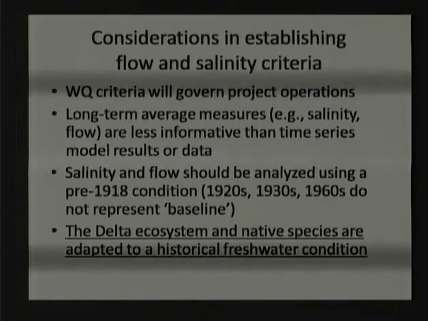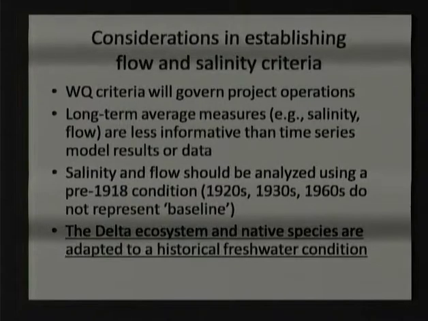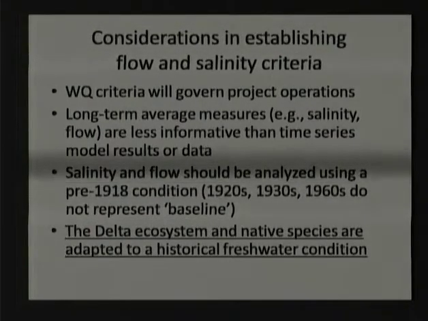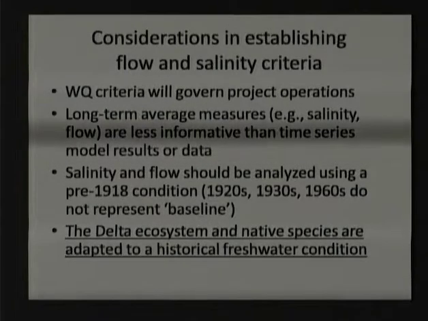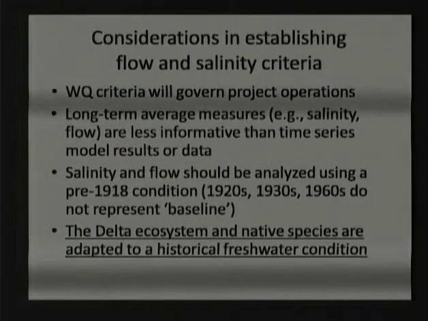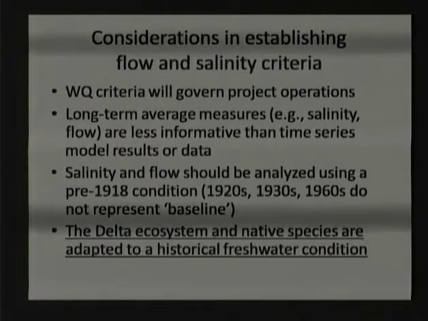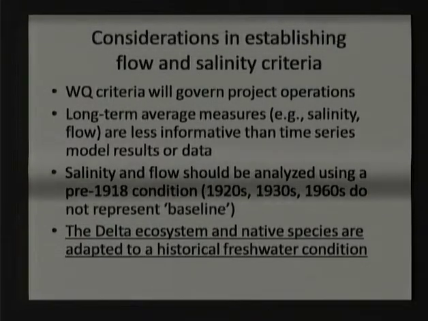And the reason this is all important, obviously Antioch believes it's important to its drinking water supply and its ability to use water at its intake, but also the delta ecosystem and native species are adapted to a historical freshwater condition. There was salinity variability and sometimes significant variability, but overall the system was much fresher.